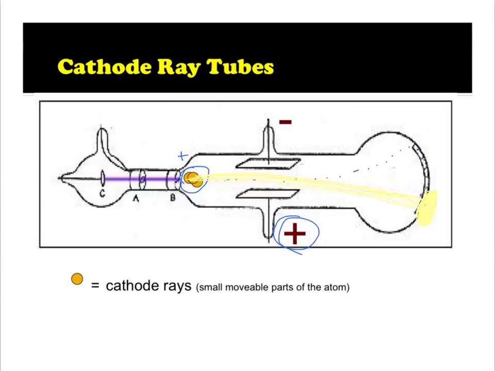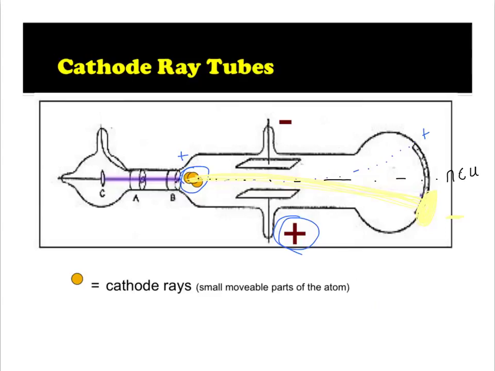So we definitely know that they were affected in some way by something to make them bend down. If they were not charged, they would just fly straight across. So this is the neutral. Up here would be positive charges, and here would be negative charges.